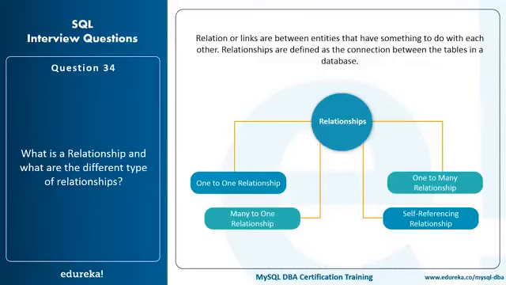So relationships can also be defined as the connection between the tables in a database, right? Now the different types of relationships are the one-to-one relationship, the one-to-many relationship, the many-to-one relationship, and the self-referencing relationship.